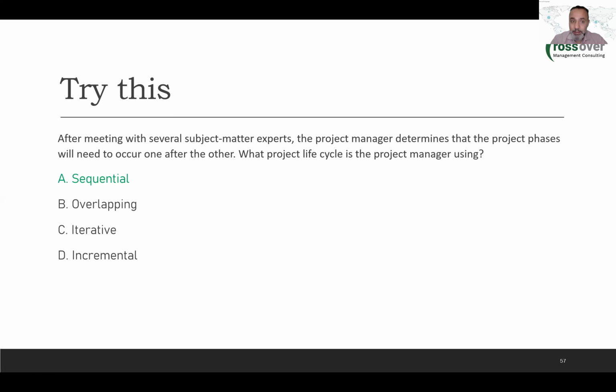The question here focuses on what? You have phases, but one phase will need to occur before we can proceed to the next phase. This is what we call what? Sequential, right?